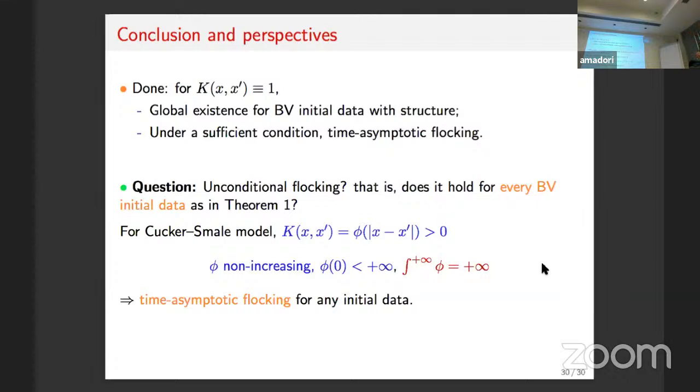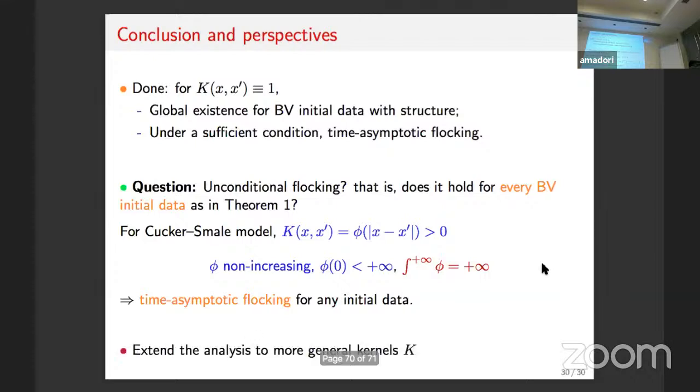Then what one can prove is that time asymptotic clocking occurs for every initial data. While if this condition is not met, you can show some counterexample in which the communication rate is integral at infinity, and you have initial data that may not have time asymptotic clocking. So in our case, we have k equal to 1, so we hope that we are able to reach such a result, and we have some result in this direction.